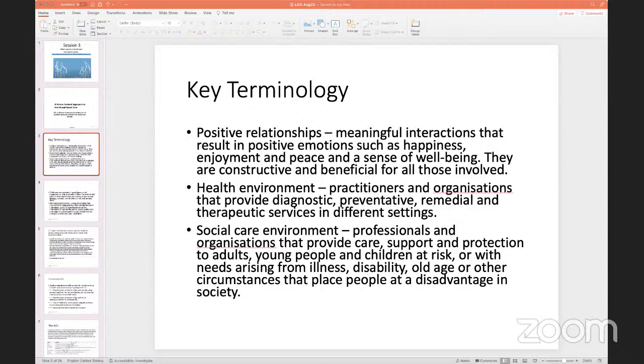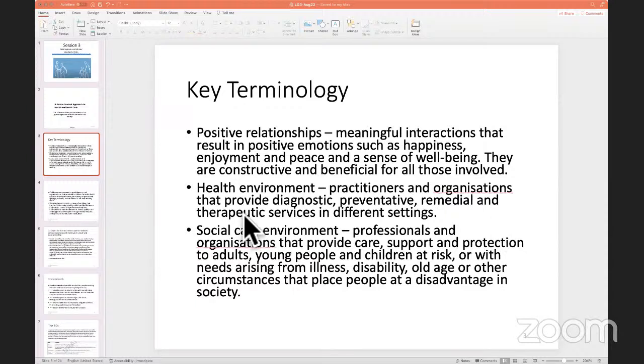And that is why the importance of positive relationships has been highlighted within this particular profession as one of the key elements which allows social workers and healthcare workers to deliver care effectively.